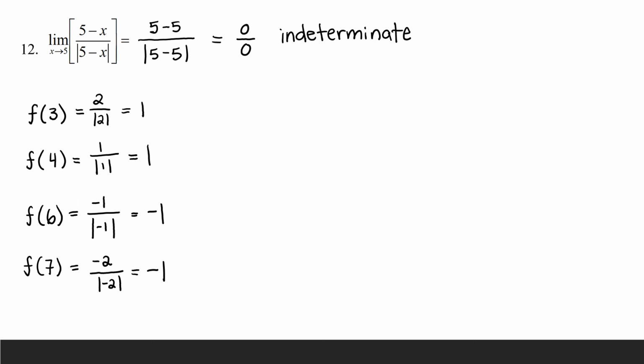And this type of pattern would continue. When we have a number that's less than 5, we'll divide out to a positive 1. When we have an input that's greater than 5, we'll divide out to an output that is negative 1. So we've kind of figured out what our two pieces are going to look like, and now we can sketch a quick graph.